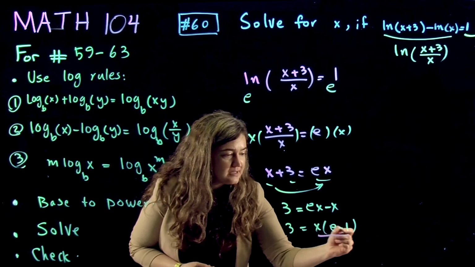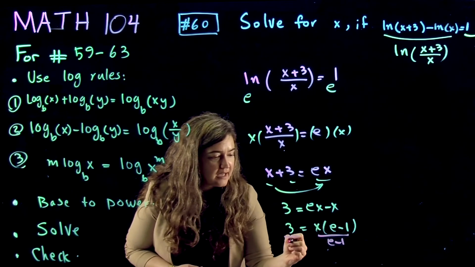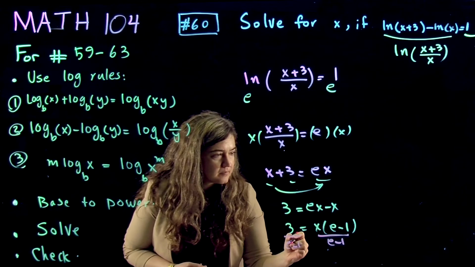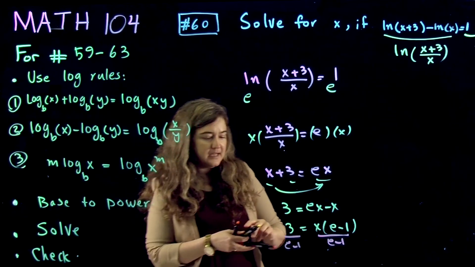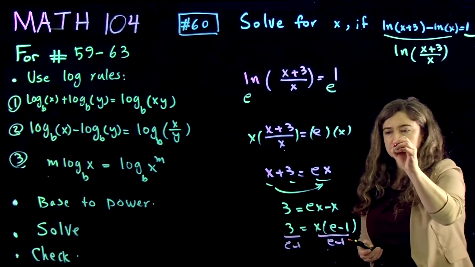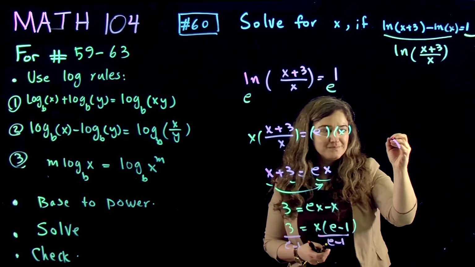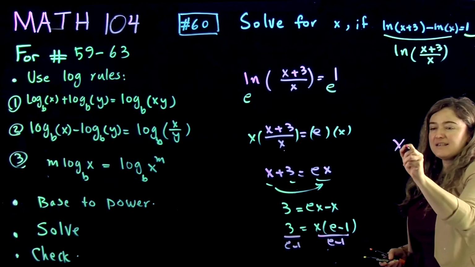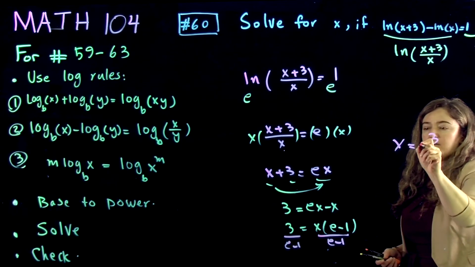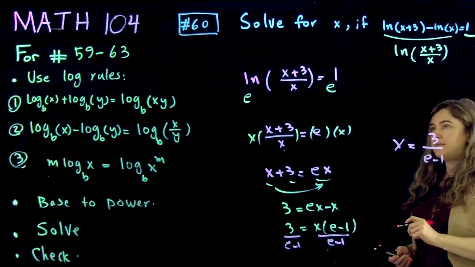And what do I divide? Divide by what multiplies x. And now I get x is equal to 3 over e minus 1.